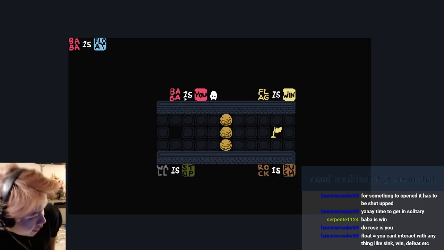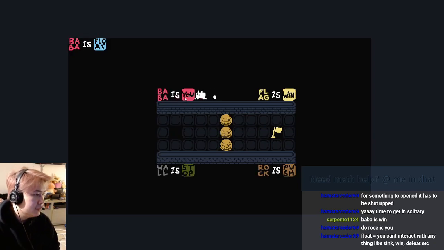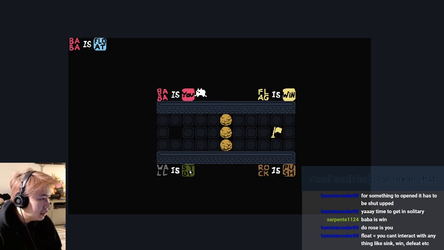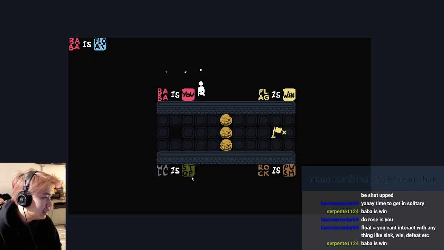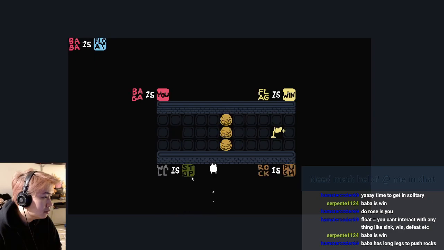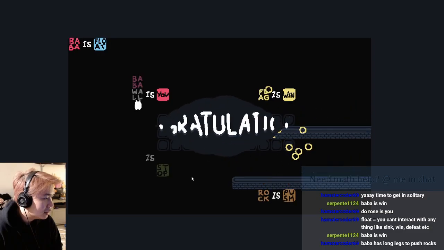Okay, float. You can interact with anything like sink, win, defeat, etc. Stop still interacts with me though, and I can still push stuff. Okay, why don't I just become something that's not Baba, so then I don't have to float. What if I just become the wall? Oops. So now I'm the wall, and then I can just touch the flag.